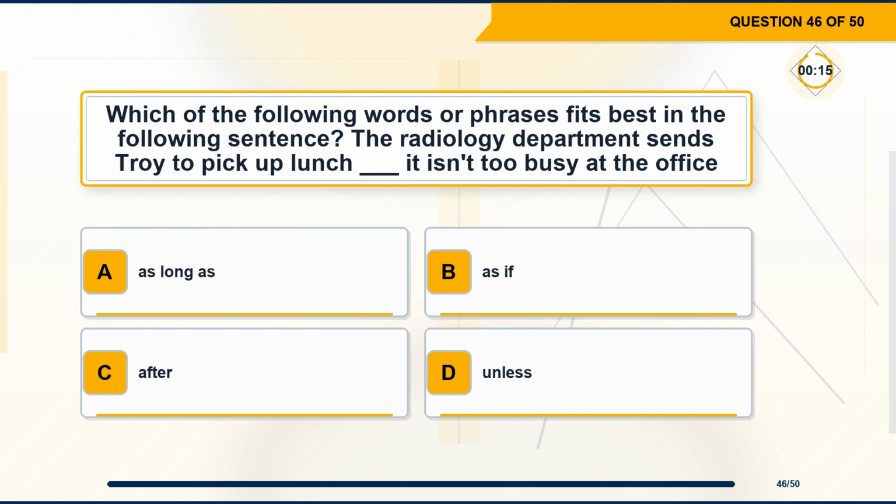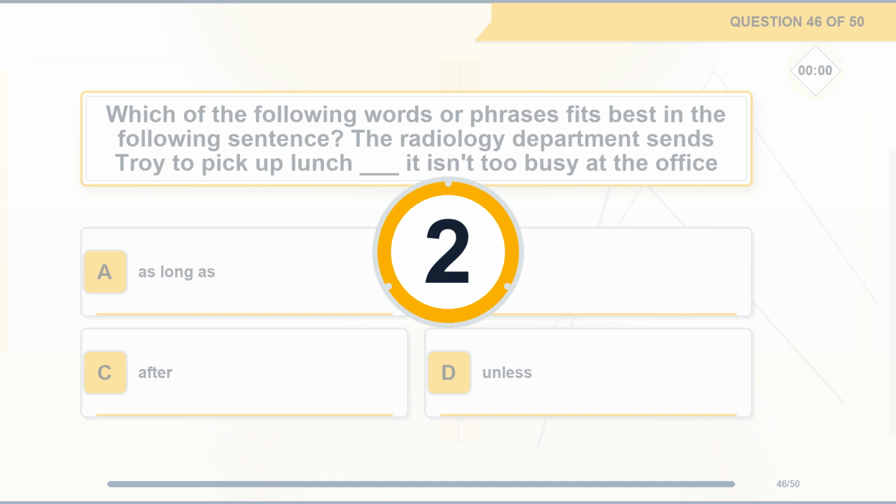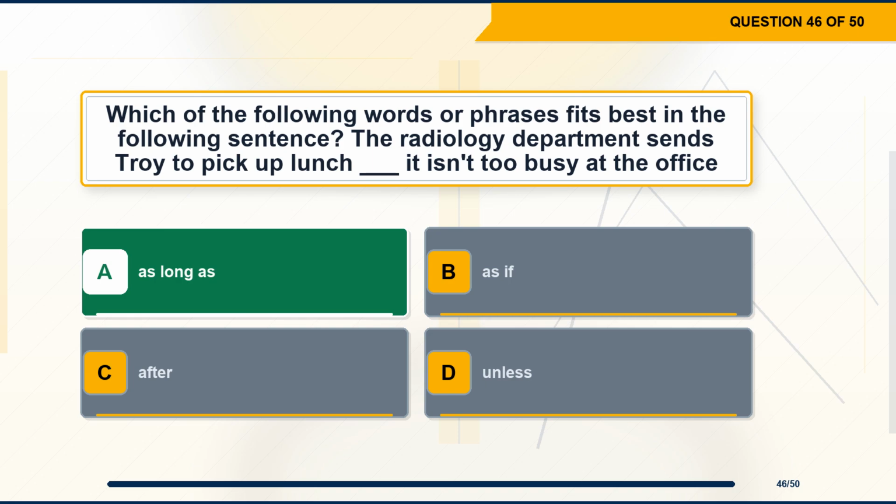Question 46. Which of the following words or phrases fits best in the following sentence? The radiology department sends Troy to pick up lunch blank. It isn't too busy at the office. Option A, as long as. Option B, as if. Option C, after. Option D, unless. The correct answer is option A, as long as.